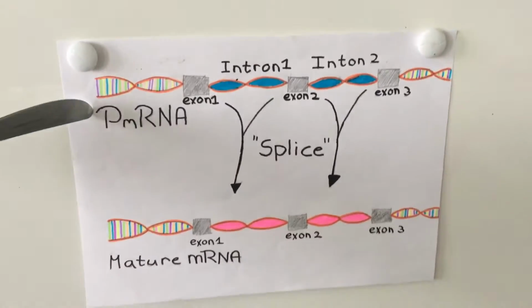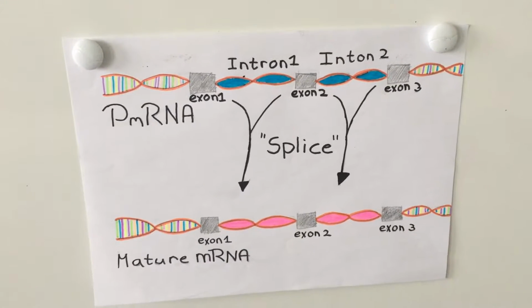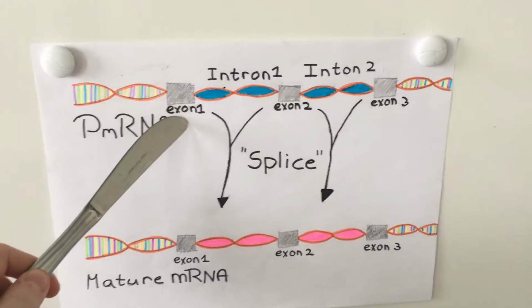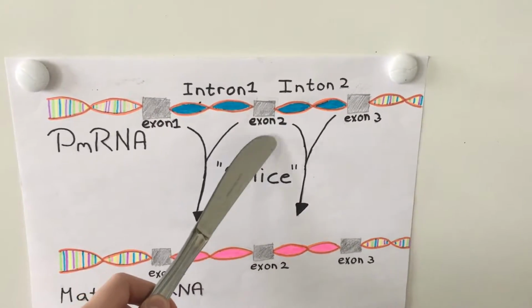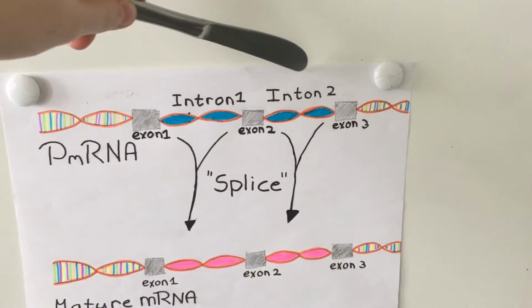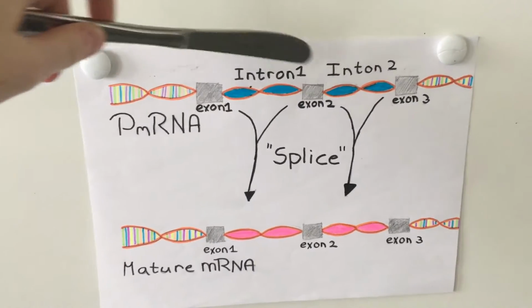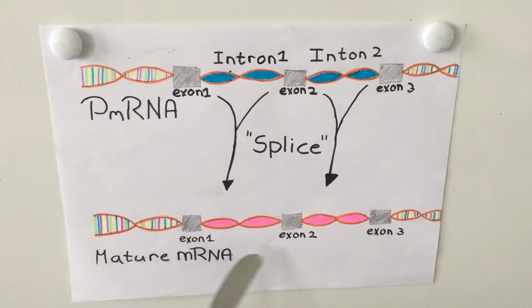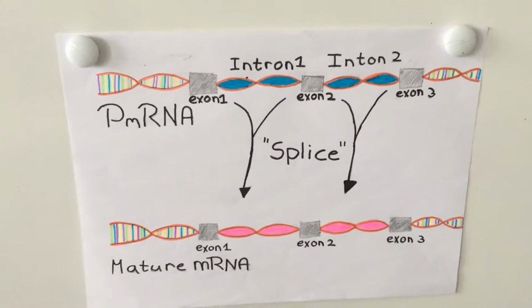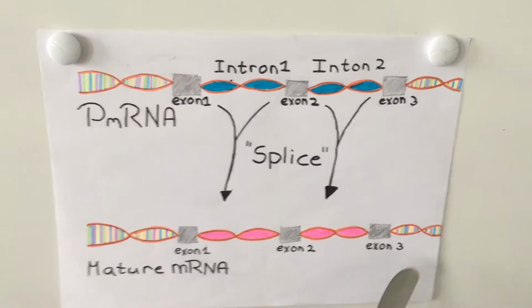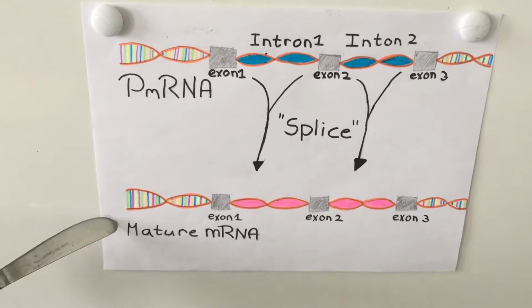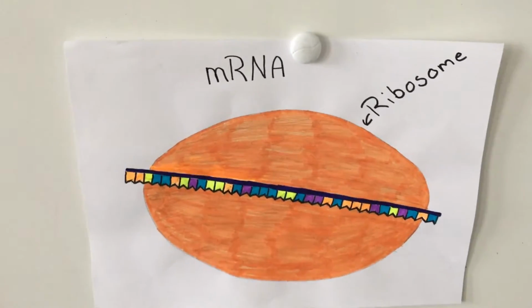Our pre-mRNA consists of some different pieces. Exon is a smaller coding part and intron is a bigger non-coding part. The intron will be spliced away so that we only have a chain with exons. So here we have the mature mRNA. Now we have our mature mRNA.